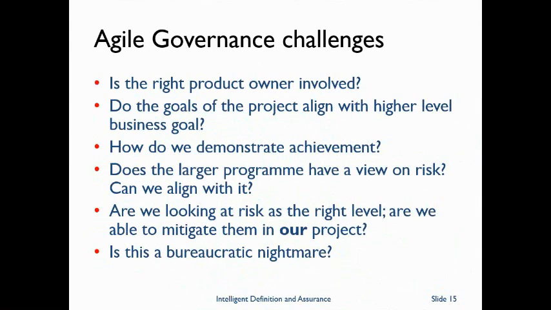Does the larger program have a view on the risk? Can we interpret their perceptions and their concerns such that we can behave appropriately to address those risks and concerns? Are we looking at risk at the right level? The risk at the level of the corporate might be so far beyond our capability, and yet we seem to inherit responsibility for it. Are we looking at risk at the right level in our project? This could be a bureaucratic nightmare. I mean, this doesn't sound agile at all. That's the problem with governance, if you like.